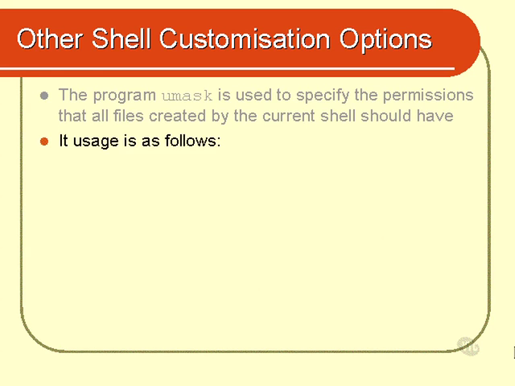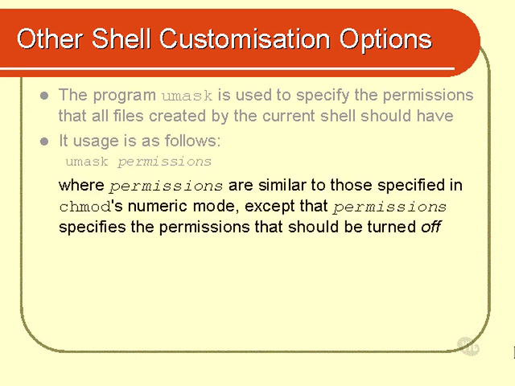The usage for umask is as follows. You type in umask followed by the permissions for the files that are going to be created later by the shell. Very interesting. You've got to be fully comfortable with this fact. The permissions that you specify are like those of chmod's numeric mode, in other words the 644, except that the permissions specify which permission should be turned off. Not which permission it should be turned on, or which permission should be set to, but actually which are turned off.